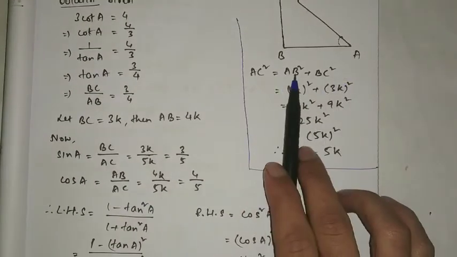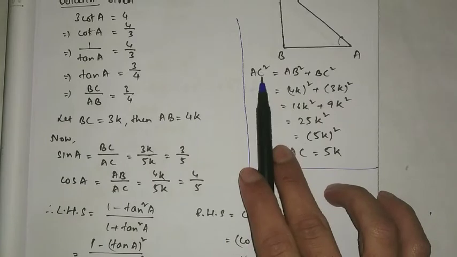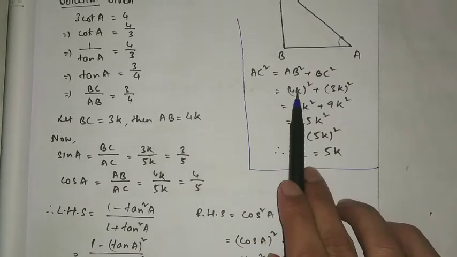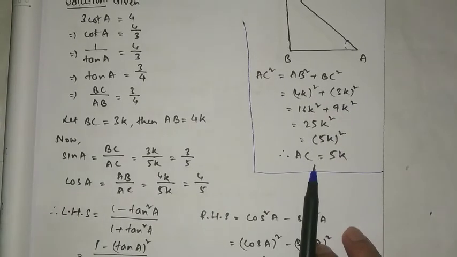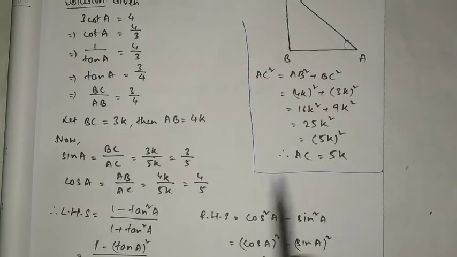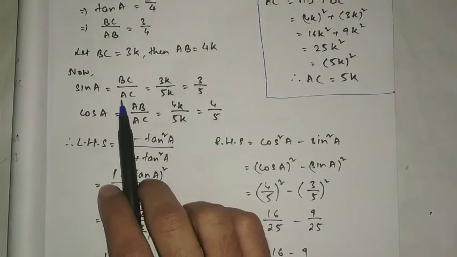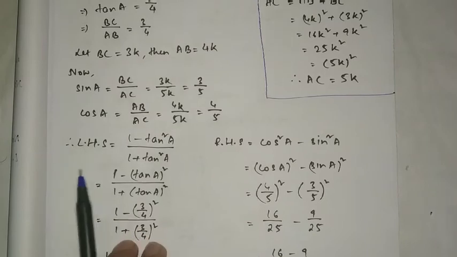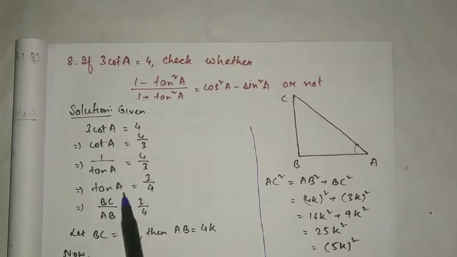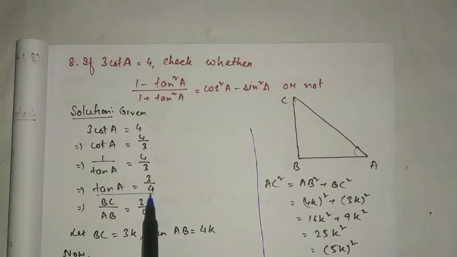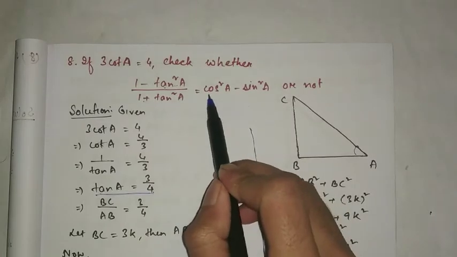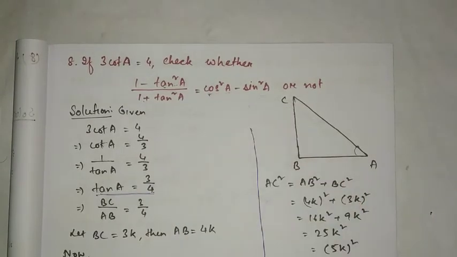So we get the value of AC square as AB square plus BC square. We put the values of AB and BC as 4K and 3K, and by simple calculation we find the value of AC to be 5K. Then we determine the value of sin A and cos A. We don't determine the value of tan A again, because in this step we have already determined it. All we need is the value of cos A and sin A.